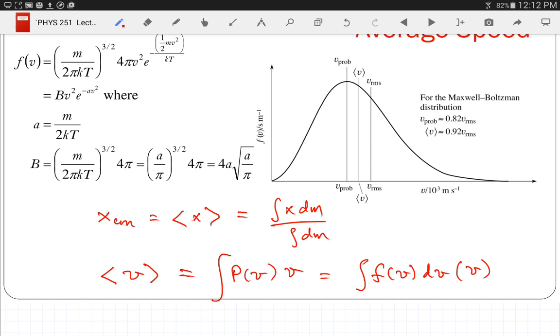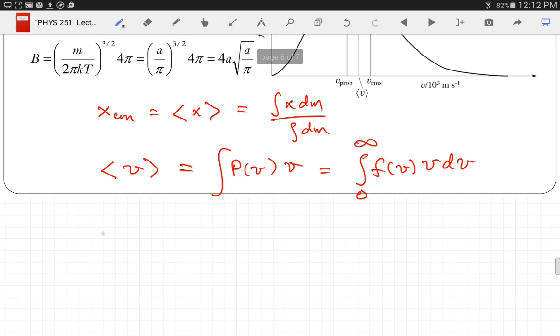Now, that v is inside the integral, not outside. I usually like to put the dv last, so I'm going to rearrange it now that I've written it, because I like to have the dv last. Everything before the dv is part of my integrand. Well, the dv is too. What are my limits for this integral? 0 to infinity. So now if I write this out, that's going to be b times the integral from 0 to infinity of v now cubed, because it was v squared times v, e to the minus a v squared dv.